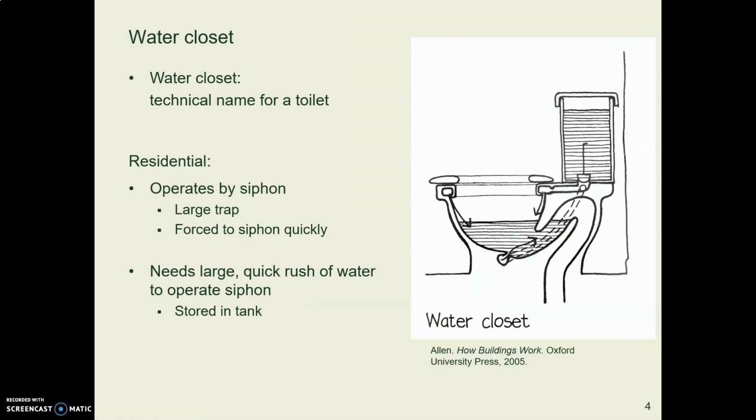Another word that we use, we say water closet to refer to the toilet. Don't ask me why, but we do. So the water closet, the WC, is a toilet. And in houses at a residential scale, as we discussed earlier, a water closet operates with a siphon, with a partial vacuum that sucks the water and waste out.